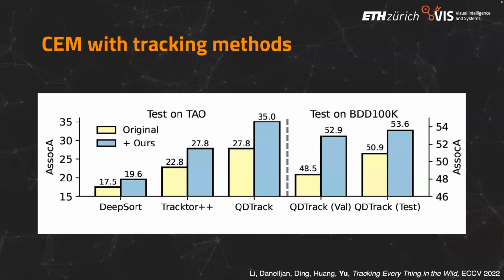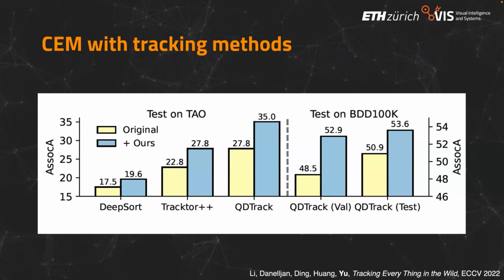And of course, we can use this module not only in our own tracking method, we can also use it for previous tracking methods like DeepSORT or Tracktor++. And we find that on the long-tail object tracking dataset, we can have a significant improvement in association. And it's more interesting that even on, say, BDD100K, we still observe a significant improvement, mostly because even though we only have 10 categories, they also follow a long-tail distribution. We have many cars in the data set, but not many buses or trains.